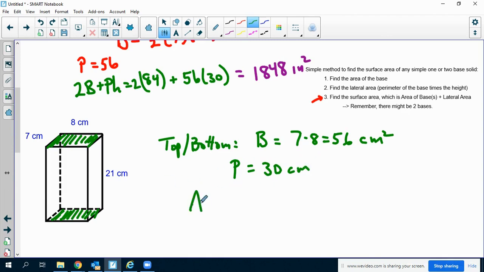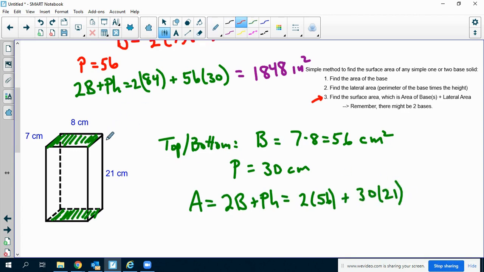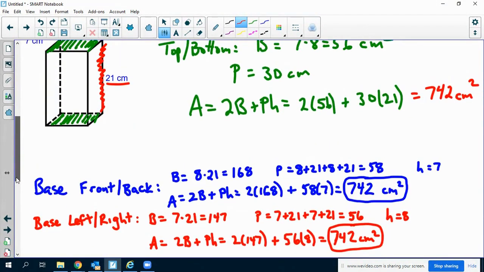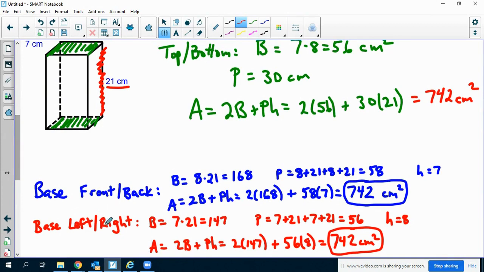Then I need the area formula, which is going to be 2b plus ph. So 2 times 56 plus 30 times 21. So notice that the height is 21. That's the one thing that I haven't used yet in this problem. So 2 times 56 plus 30 times 21 is 742 centimeters squared.